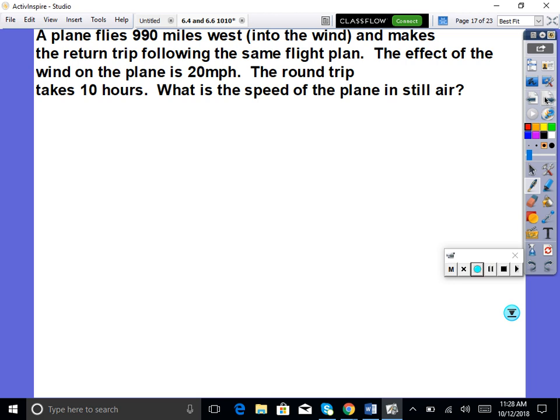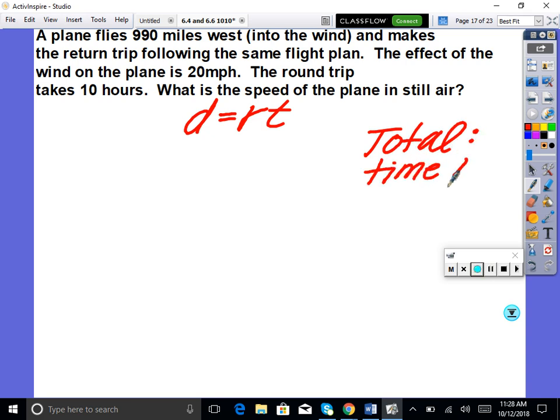Does everybody see how this question in the wording has distance, rate and time all involved? So you'd say, okay, this is a distance, so writing this down in your notes, distance equals rate times time. Now, we know the total time it takes for the total trip is 10 hours. Good to know. So let's focus on just the trip there. Here's my plane, and it's flying this way. So what's our distance?